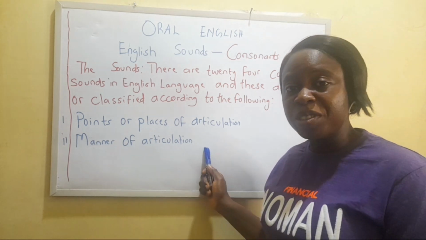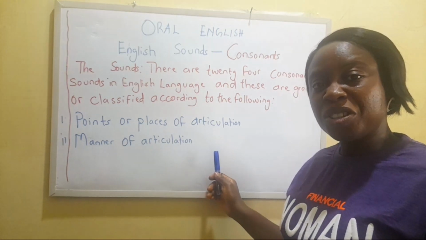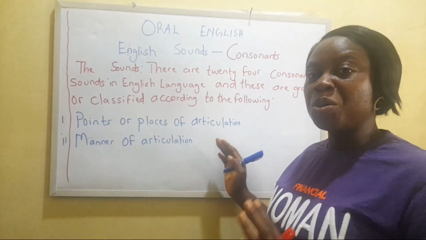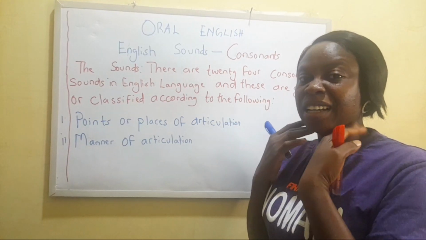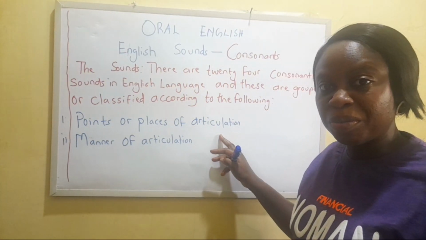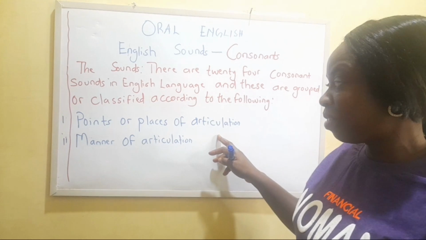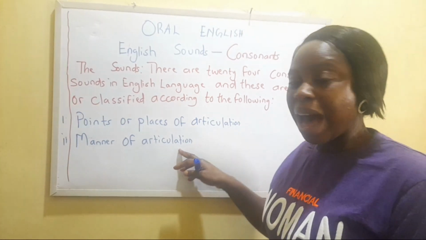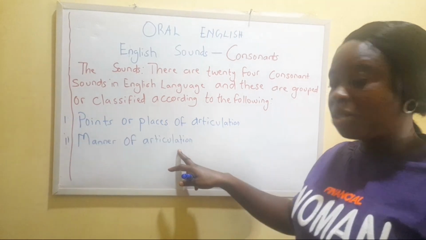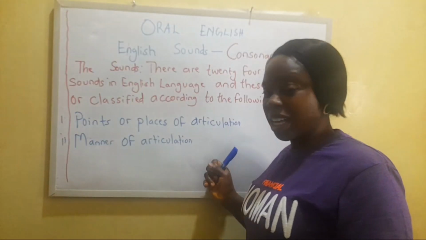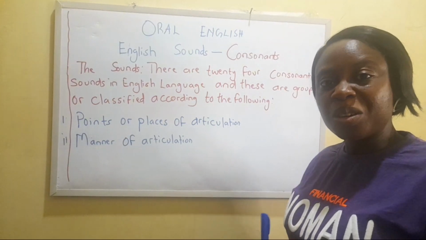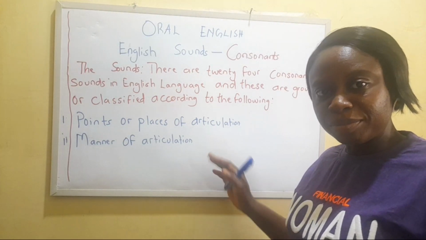For every sound produced, there are organs of speech that enable its production. These organs are mostly located in the head and neck region. So where this sound comes from, the place of articulation, will be considered, and also how the sound is produced. That is what we mean by manner of articulation. How is it produced? All this will be studied as we move on.